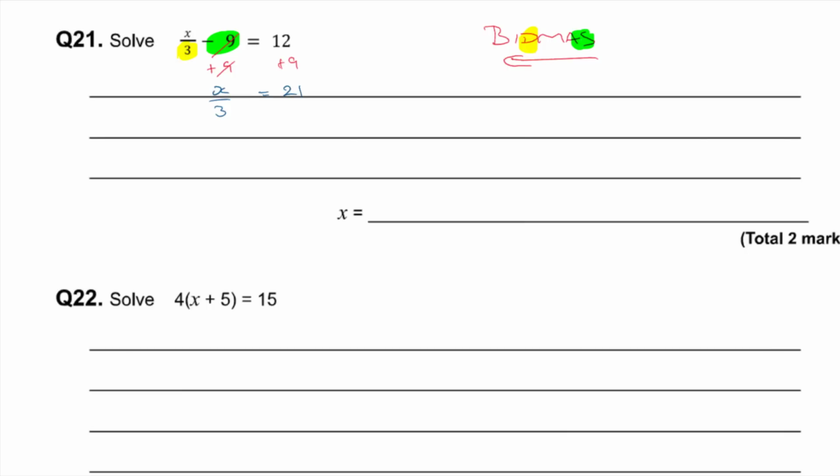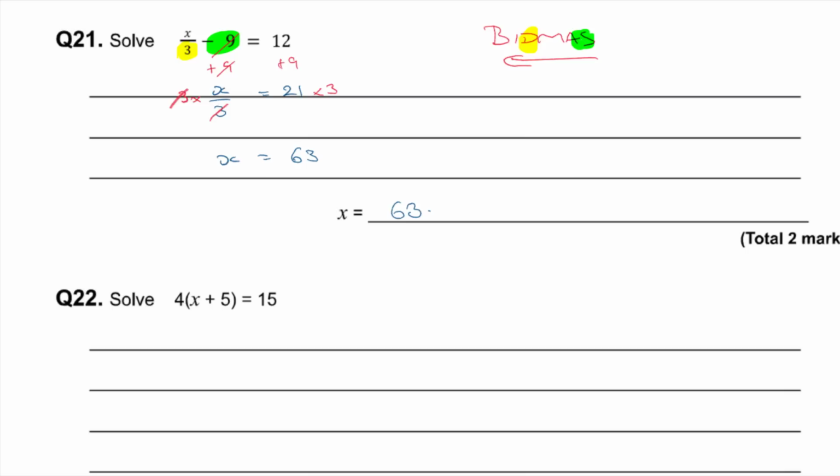And then we're going to deal with the division. So we want to do the opposite of dividing. The opposite of dividing is timesing, so multiplying both sides by 3. That will cancel with that, leaving me with just the x on the left. 21 times 3, that is 63.